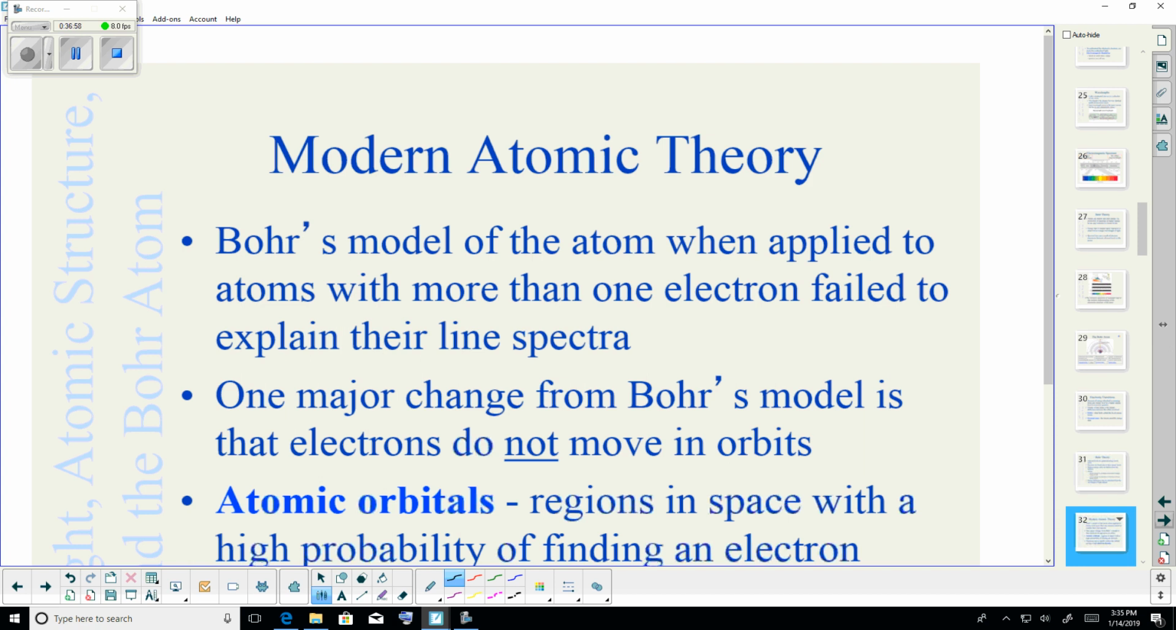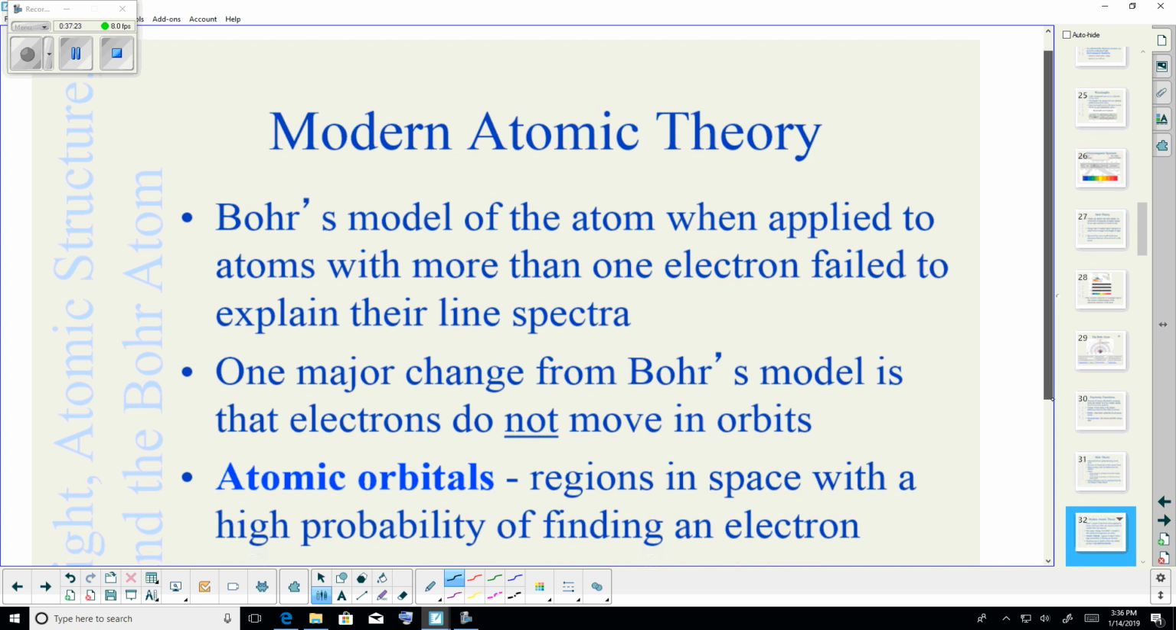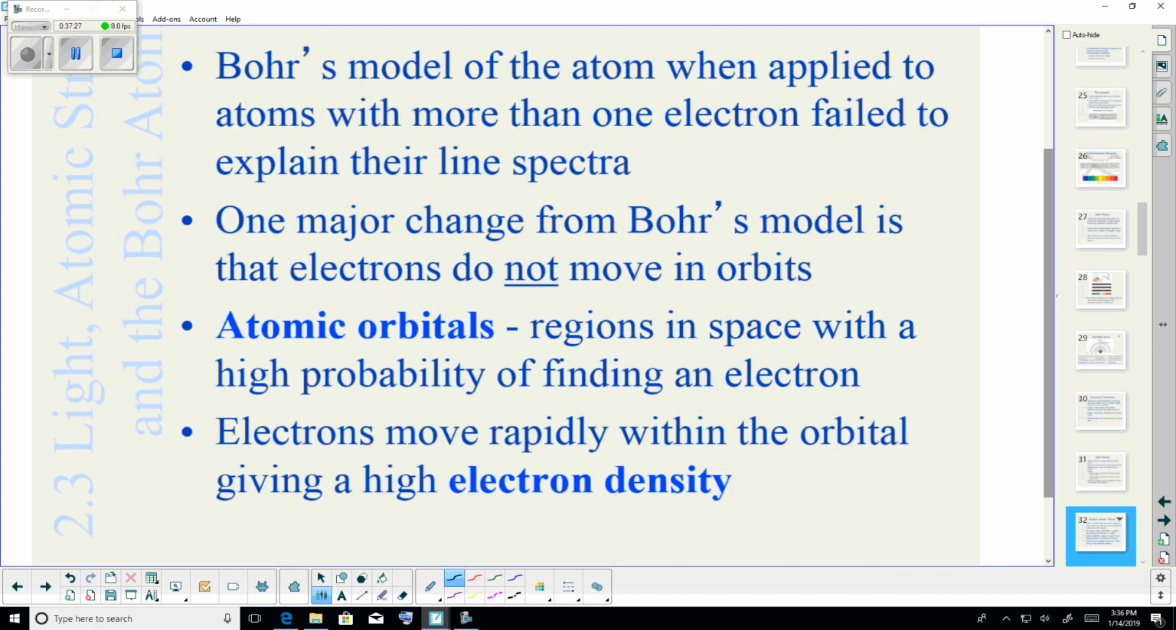Bohr's atom theory used orbits. Modern theory, electrons do not orbit the nucleus. An orbit is two-dimensional. Planets orbit the sun. It's a two-dimensional thing. We have what's called orbitals, regions in space with a high probability of finding an electron. Electrons move rapidly within the orbital, giving a high electron density.